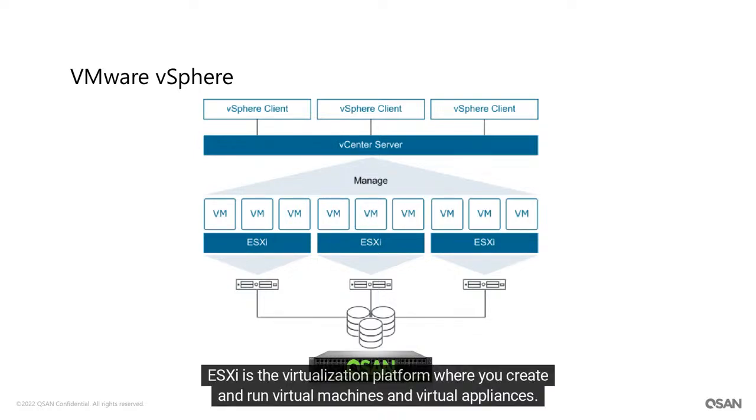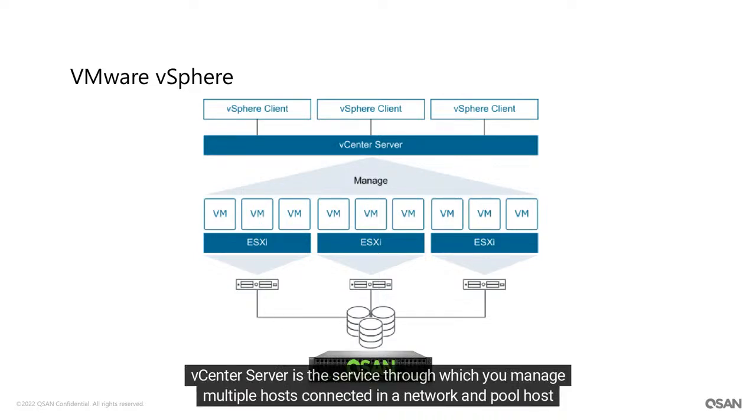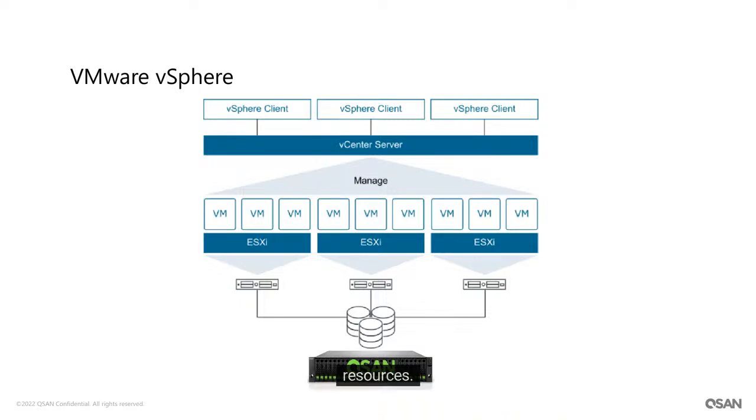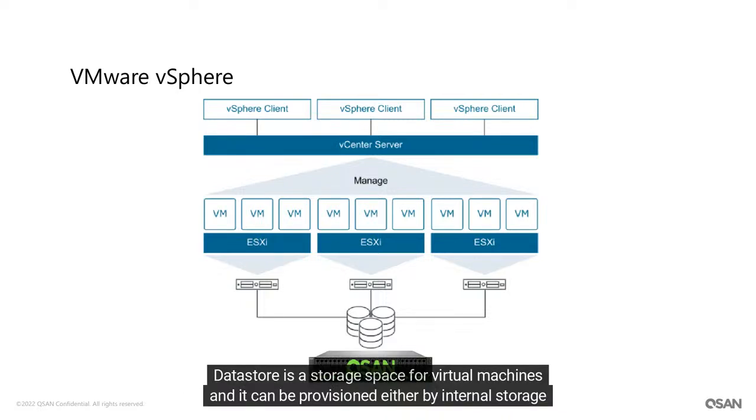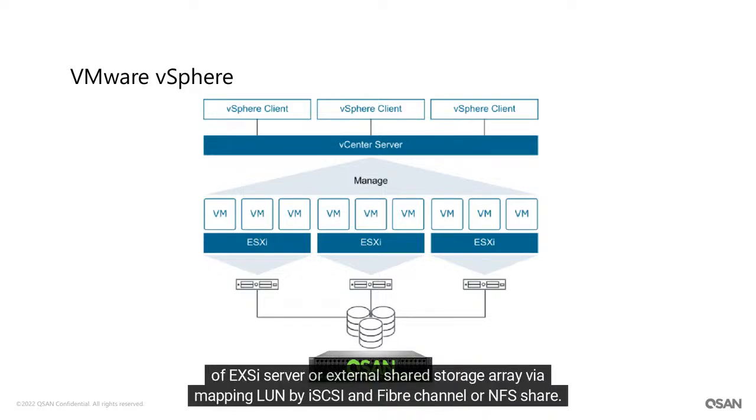ESXi is the virtualization platform where you create and run virtual machines and virtual appliances. vCenter Server is the service through which you manage multiple hosts connected in a network and pool host resources. A datastore is a storage space for virtual machines, and it can be provisioned either by the internal storage of an ESXi server or an external shared storage array via mapping LUNs by iSCSI and Fibre Channel, or NFS share.